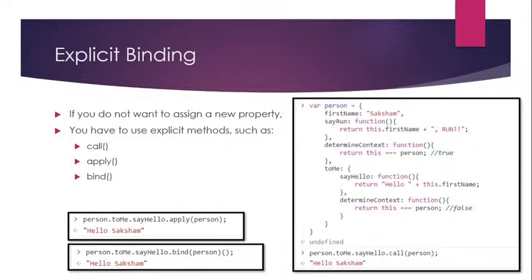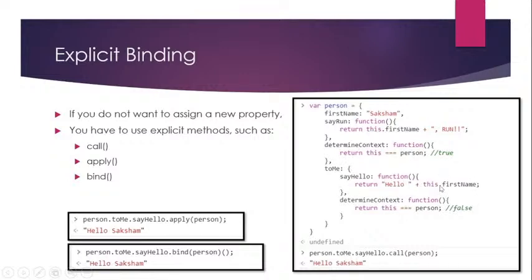So in the implicit binding or the object binding that we talked about before, I stated this example and I executed person.toMe.sayHello function, which returned hello undefined. Why did it do that? Because in toMe object, we are declaring sayHello function, which returns hello plus this dot first name.